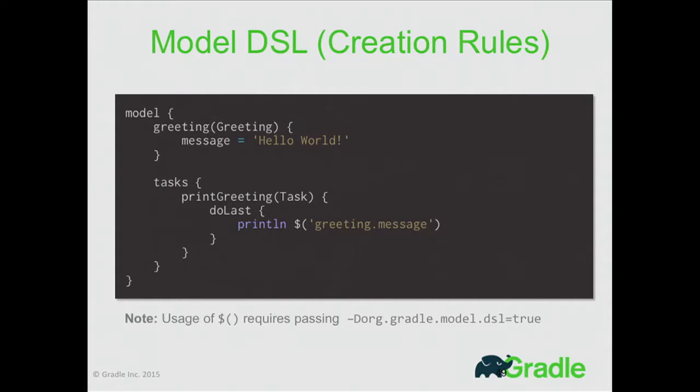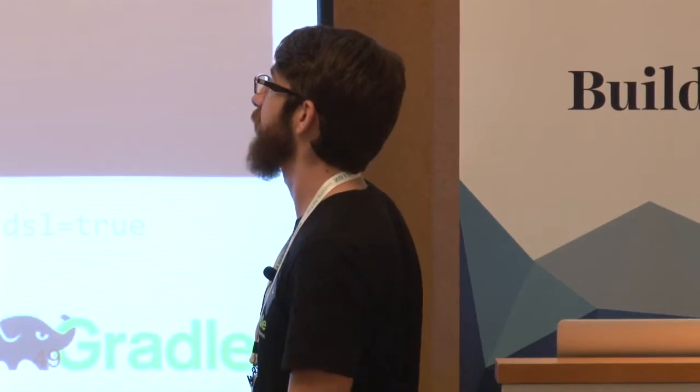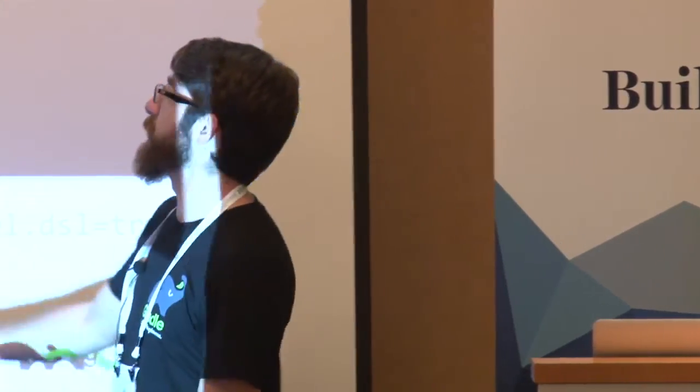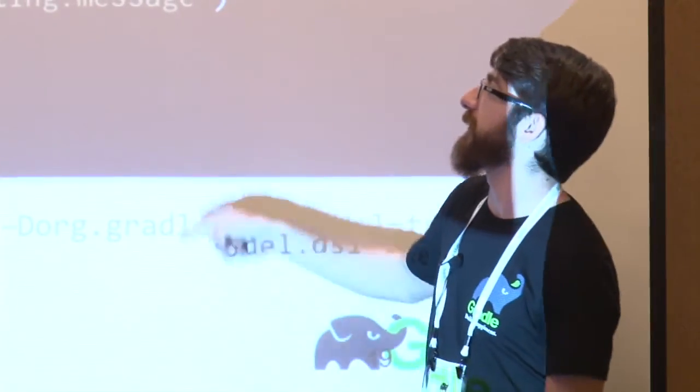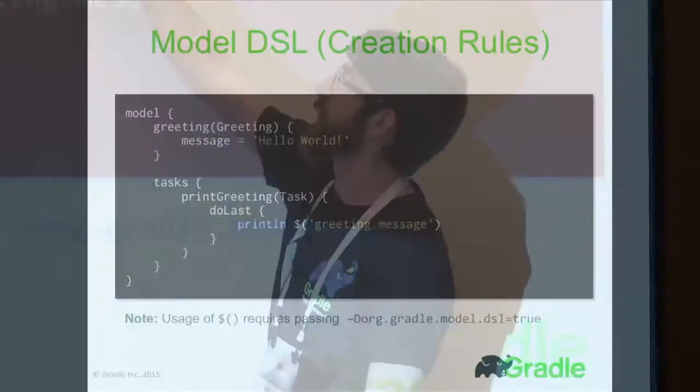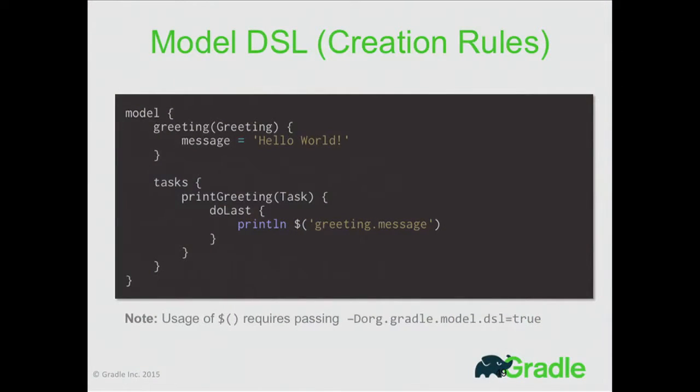We can also do this for collections. In this case, tasks is a model map. I'm creating a new item inside that model map called print greeting, and I'm saying it's just a task. Or it could be a copy task or whatever the specific type of task it is. In this case, it's just a regular generic task. And then I'm configuring it with a task action to print out the greeting. And in this case, I'm using the DSL input syntax. I'm defining the message of that model element as an input to this task. It's an input to this rule.